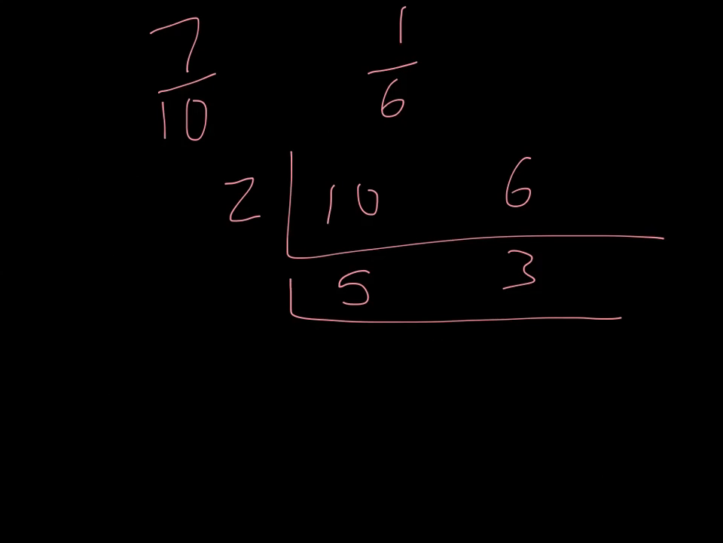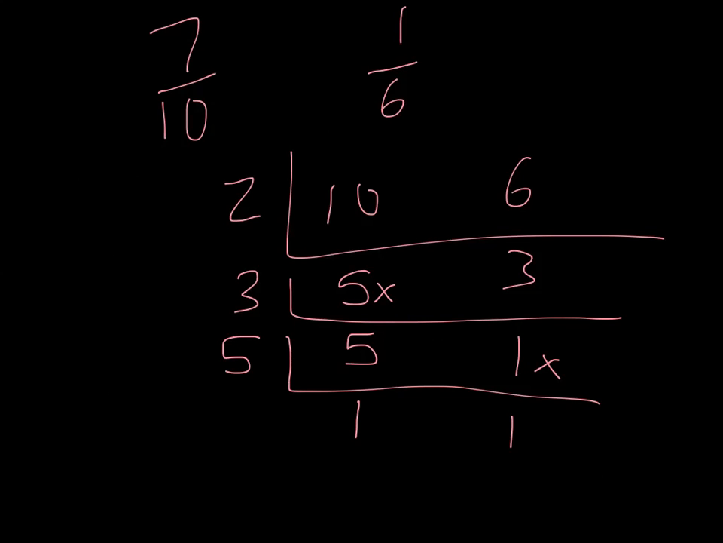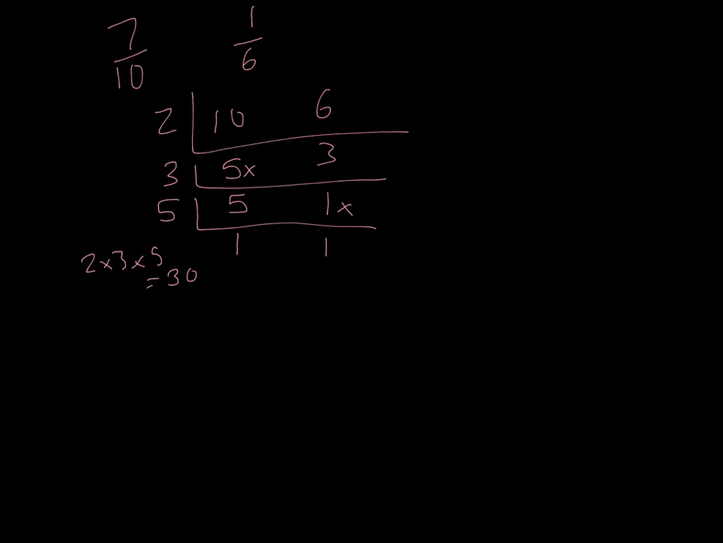2 won't go into them, so I'll try 3. 3 does not go into 5, so I put a 5 here. 3 goes into 3 once. Now 2 won't go into 5. 3 won't go into 5, but 5 will. 5 goes into 5 one time. 5 does not go into 1, and the 1 comes back down. Here's why I use x's sometimes. When I'm looking at this, I know that my new denominator is going to be 2 times 3 times 5, which is 30. The same one we found on the other page. So that's not an issue.